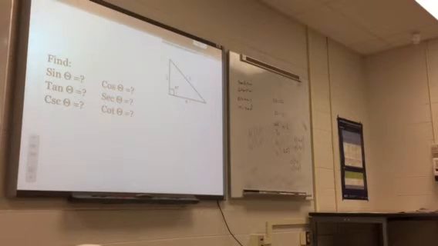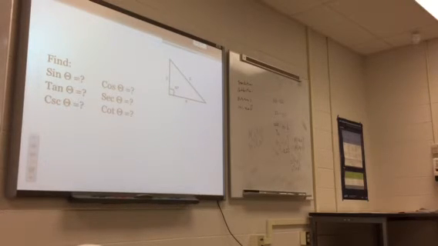So who wants to be brave and volunteer to just tell me one of the answers? Sine is 1/2. Yes. Cosine is 1/radical 2. Okay. And who wants to tell me tangent? 1/1. Yes, and that simplifies to 1. Okay.